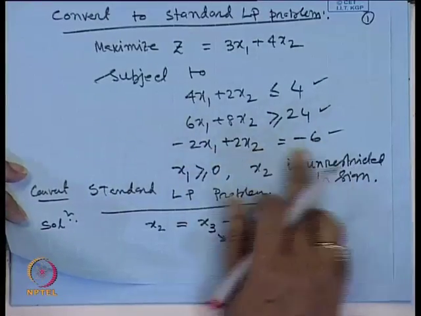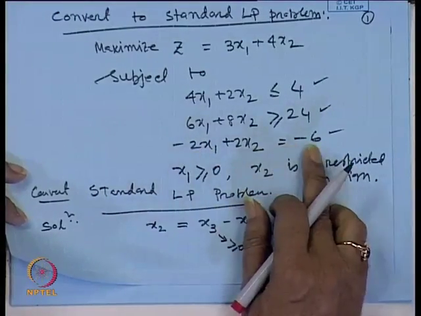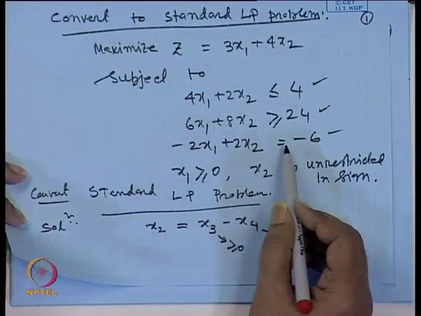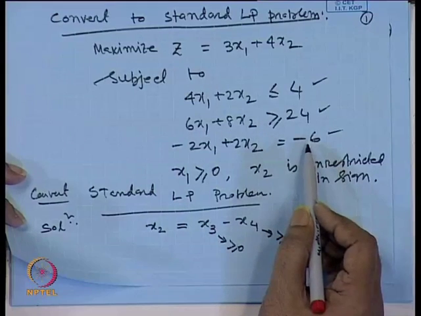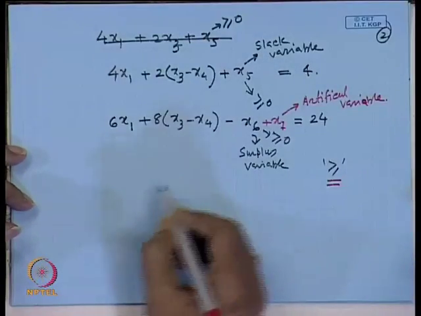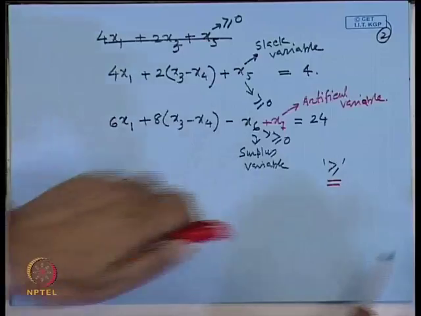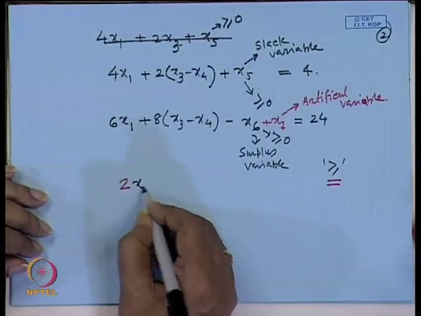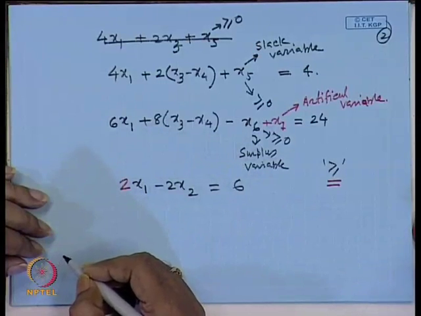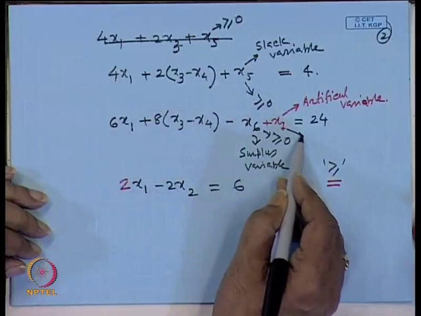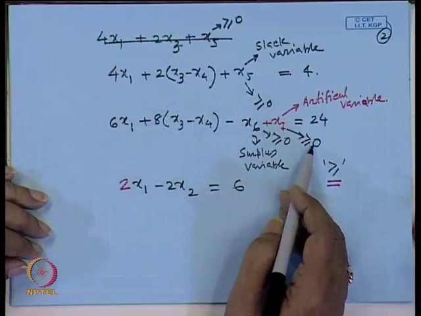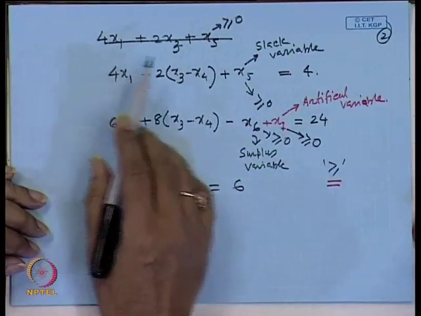Now, the third equation. We have equality constraints, but the right-hand side is a minus, so we have to make it plus. Both sides you multiply by minus. If you multiply both sides by minus, it is twice x1 minus twice x2 is equal to 6. Okay? And I forgot to mention, our artificial variable is also a non-negative number, greater than or equal to 0.